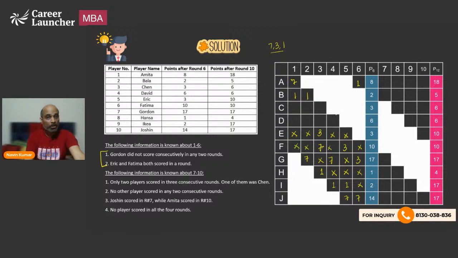Now, if I look at round number 4, we have 7 and 1. A 3 is missing. It can only come from D. If you look at round number 3, we already have 7, 3, and 1. That means in C and D, they did not score anything. Now, C has to score 3 and D has to score further 3. Which one is 3? We don't know. Maybe C scores 3 in round 1 and D scores 3 in round 2. Or C scores 3 in round 2 and D scores 3 in round 1.